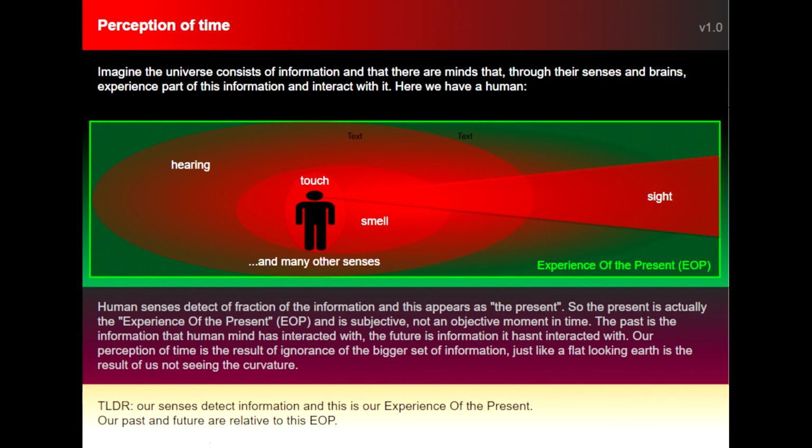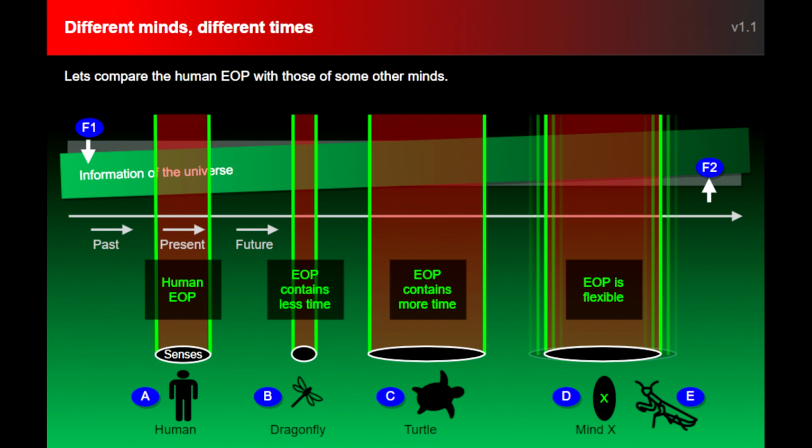The past is the information that the human mind has interacted with, the future is information it hasn't interacted with. Our perception of time is the result of ignorance of the bigger set of information, just like a flat-looking Earth is the result of us not seeing the curvature. Our senses detect information and this is our experience of the present. Our past and future are relative to this EOP. Let's compare the human EOP with those of some other minds.